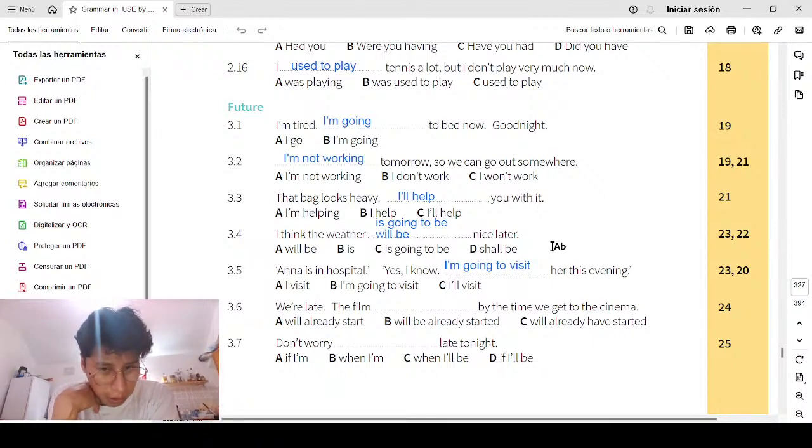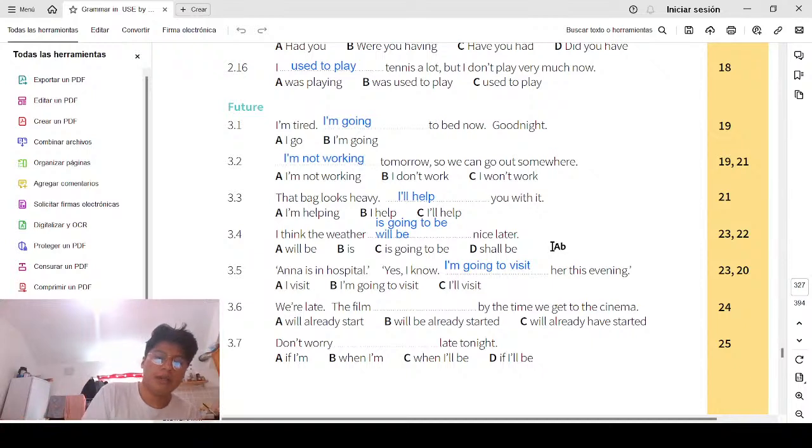We're using be going to because we have a plan to visit her this evening. It's not a decision that I take right now or in that specific moment. Then we'd say I'll visit her this evening, right? So in that case, it's I'm going to and not I will, because we have a plan to visit her. It's something that we arranged to do in the evening, right? So next one.